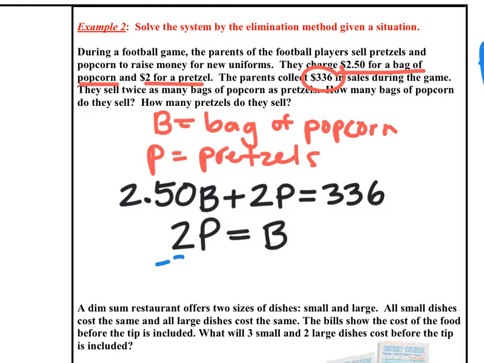If I subtract 2P, then I could write a new equation. B minus 2P is equal to 0, and then you could use elimination to solve it. But could you use substitution? You could use substitution. That's probably what I would do, but this is elimination day. So in order to solve this by elimination, 2P equals B, subtract the 2P, and then you can eliminate right away. I'm going to write both.